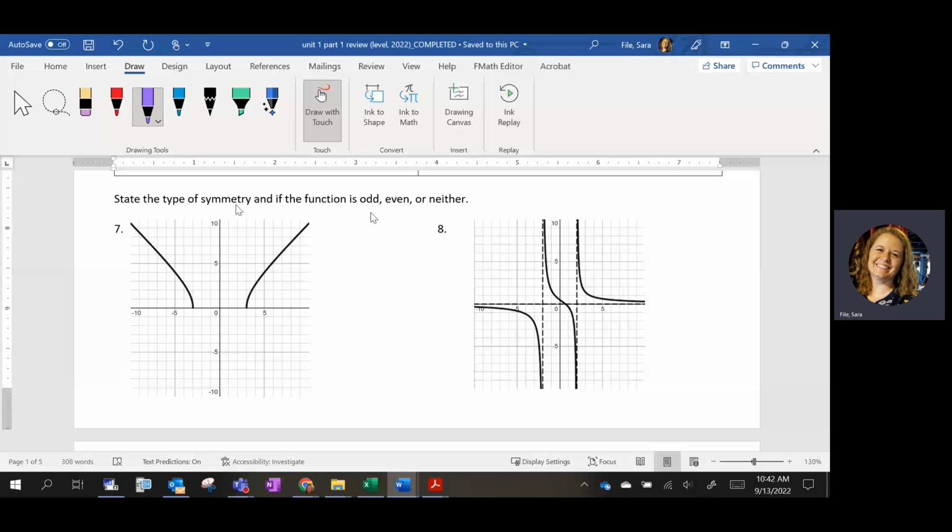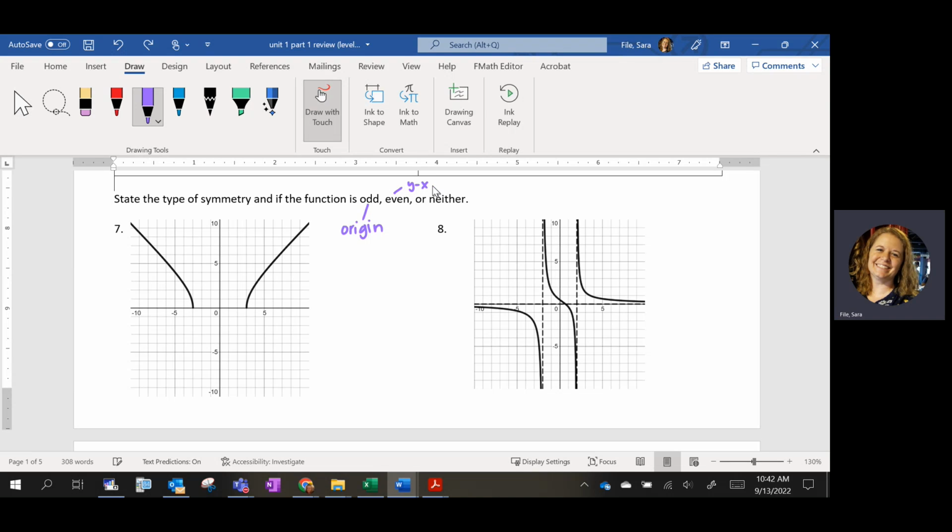Okay. So Unit 1, Part 1 review. We're looking at 7 and 8. These are symmetry questions. It says, what type of symmetry does it have, and is the function odd, even, or neither? So what you need to remember is that for it to be an odd function, it has to be symmetric about the origin. For it to be an even function, it has to be symmetric about the y-axis.